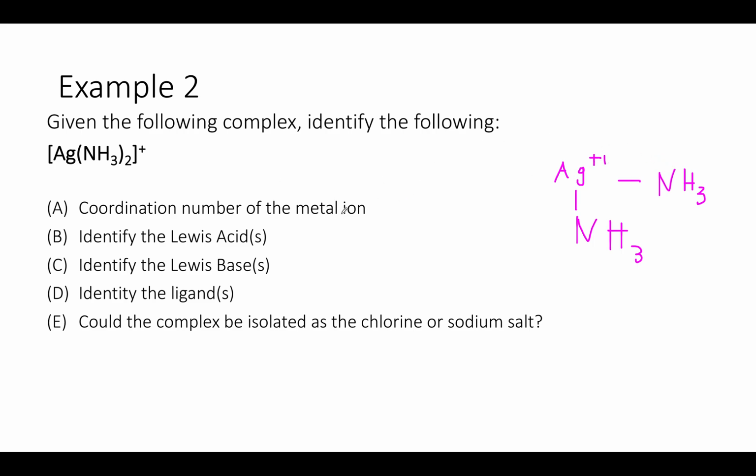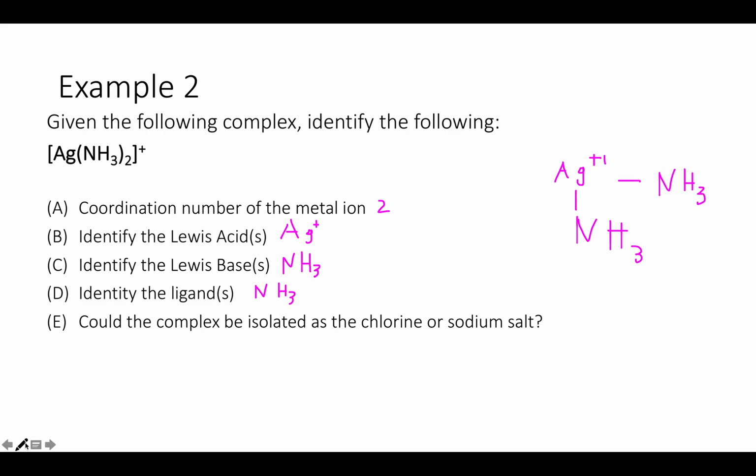So the coordination number refers to how many ligands or attachments you have on the metal. Here, that's going to be 2. The Lewis acid, like I just said, is the silver ion. The Lewis base is NH3. It's a common weak base, and as always, the Lewis base is the ligand.